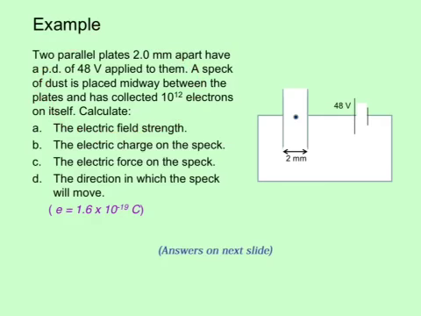Here is an example. What we have here, first of all, is two metal plates parallel to each other, connected to a power supply of 48 volts. In the middle between the two plates, there's a speck of dust, and it has collected that many electrons on itself. You have to calculate all these values here, 4 values. This e here stands for electronic charge, meaning the charge of one electron. So e is a special case of Q.